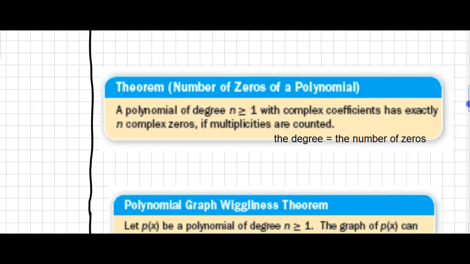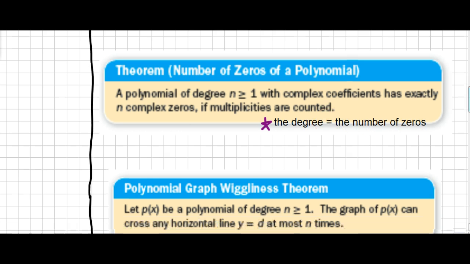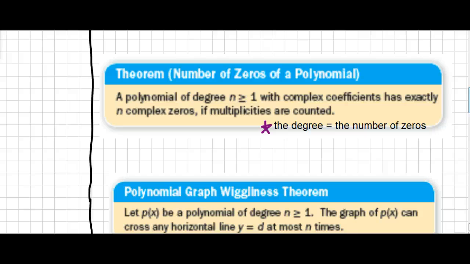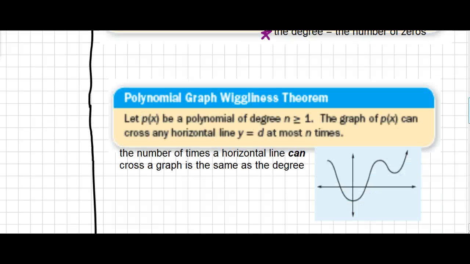Next item, lots of different theorems in the lesson today, so let's just go through all of them. The number of zeros of a polynomial means that the degree and the number of zeros is always going to match. So that's something that students just need to memorize. The degree and the number of zeros are always going to be the same. The wiggliness theorem is our next one.